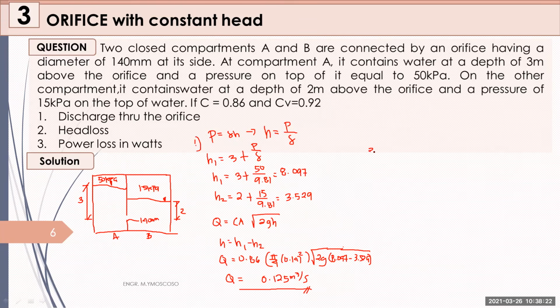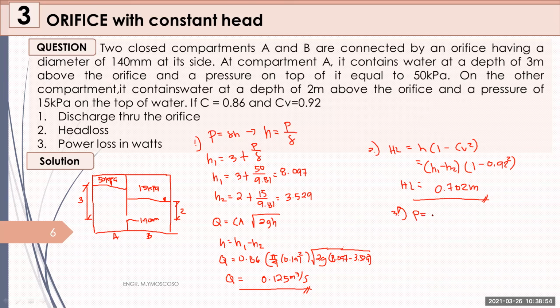So for number 2, let us try to find the head loss of the orifice. So you have a formula: HL is equals to H times 1 minus CV squared, where your H would be the difference between your H1 and H2. Sulat ko na lang na ganyan. 1 minus your CV, that would be 0.92 squared. Therefore, your head loss would be 0.702 meters.